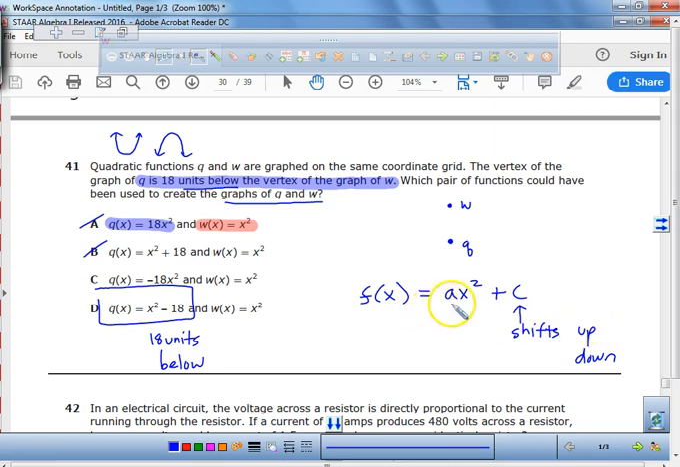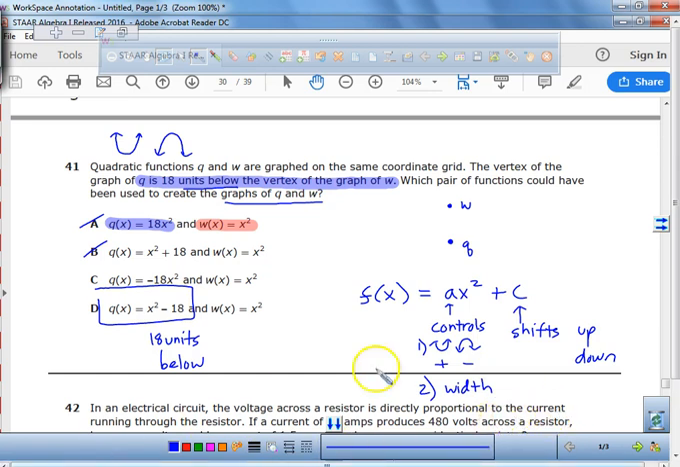What did the a value do? The a value controls the width. So this a value controls two things. Number one, it controls whether it opens up or whether it opens down. Okay? If it's positive, it opens up. If it's negative, it opens down. And number two, it controls what's called the width of the graph.